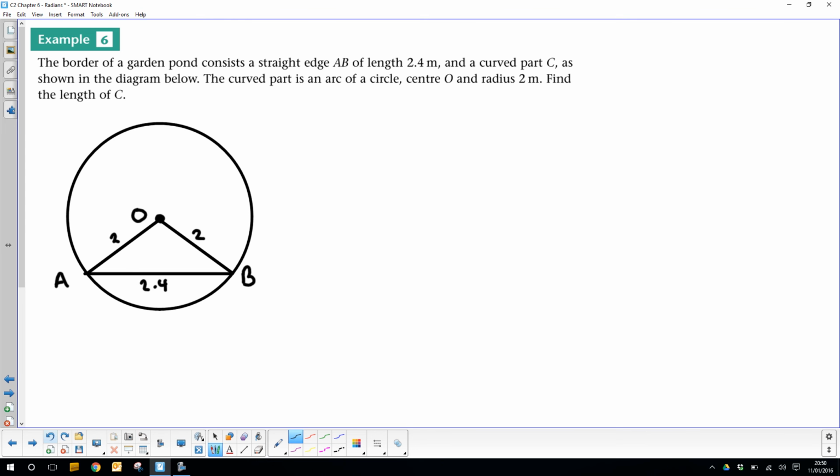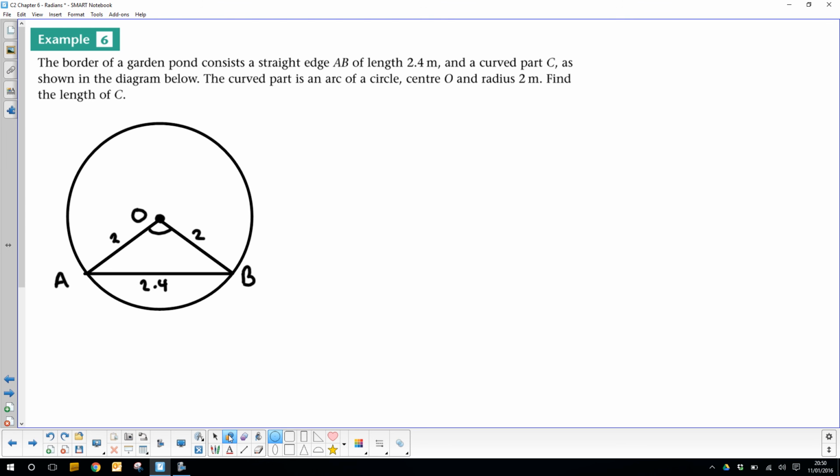Well, in order to be able to work out C, we need to know the angle that we have here, that angle that goes around there. Now to work out that angle, we need to calculate this angle here. And we could do that in different ways. What's the simplest way? Well, let's just draw a triangle and look at that.